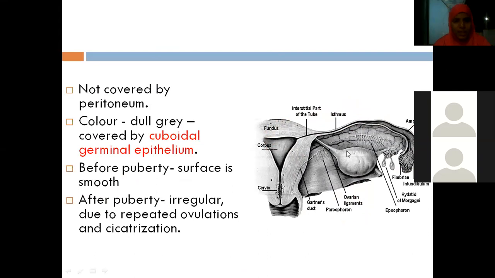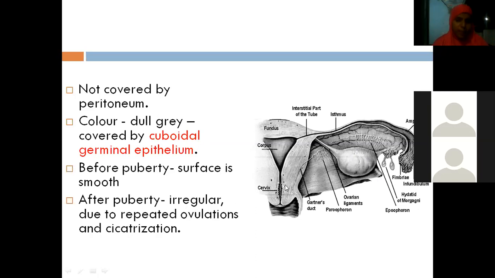When you see the ovary in the living body, it will be dull gray in color, and it is covered with a special type of epithelium called germinal epithelium. The shape of the cells is cuboidal. Before puberty, the surface of the ovary is very smooth.